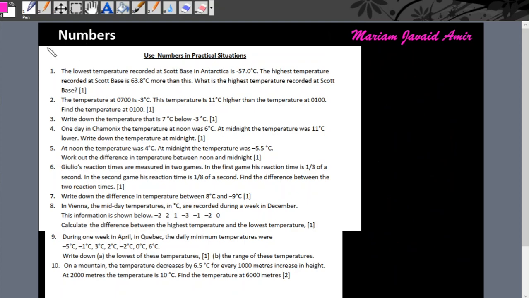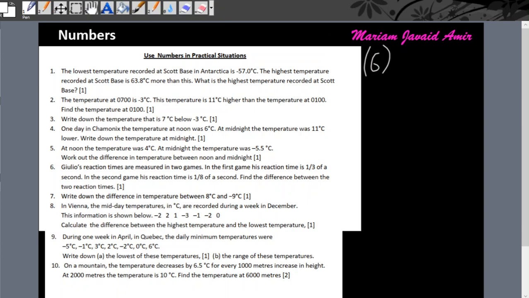Okay, question 6, which is Galileo's reaction times are measured in 2 games. In the first game, his reaction time is 1 by 3 of a second. In the second game, his reaction time is 1 by 8 of a second. Find the difference between the two reaction times.